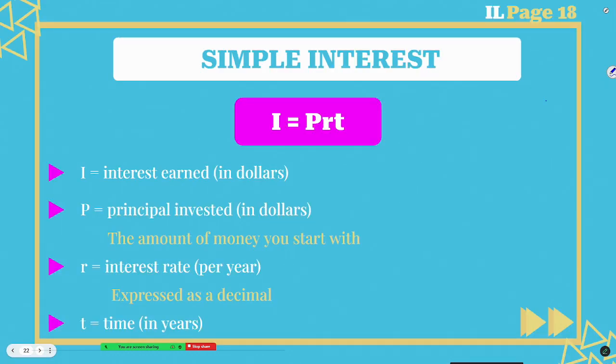We have learned how to put it all together. I is the interest earned in dollars. P is the principal invested or borrowed in dollars. It's the amount that you start with, that initial sum. R is the interest rate per year, and it is expressed as a decimal. T is the time in years, must be expressed in years.